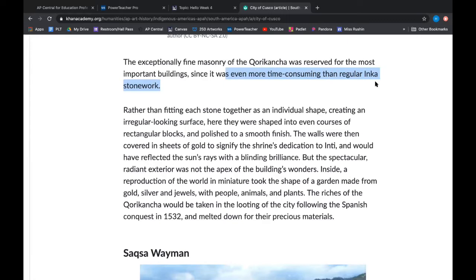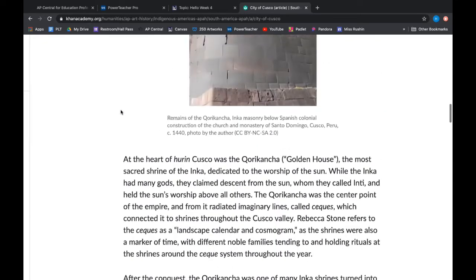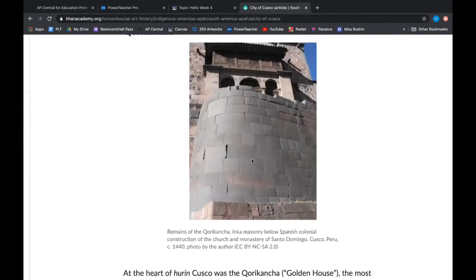So what would happen when the light would reflect on this building? Right, to signify the shrine's dedication to Inti, the sun god, and would have reflected the sun's rays with a blinding brilliance. So we need to add something about this to our notes, that the stonework, the masonry was different. So you can see in this photo, right, there would have been gold laid all on top of this.